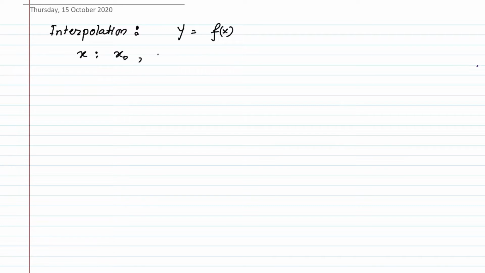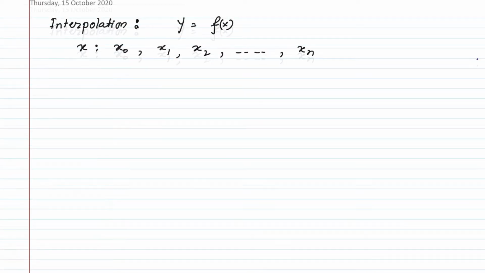Suppose x naught, x1, x2 and so on up to xn. And from this function the corresponding values of y are, suppose, y naught, y1, y2, and so on up to yn. Okay, so interpolation is the process to find the value of y corresponding to any value of x.